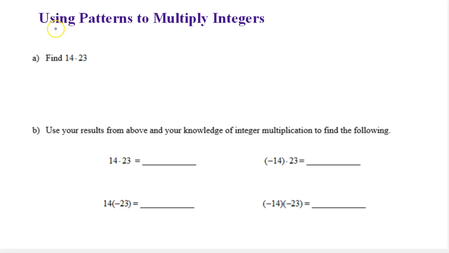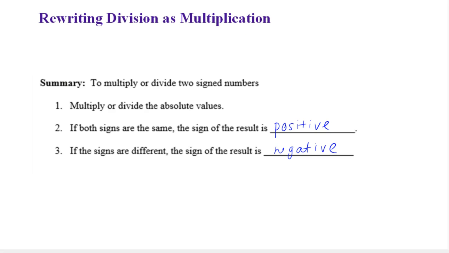In this video, we're going to use patterns to multiply integers. So let's look at our previous result. Our summary said if we're going to multiply or divide two signed numbers, so this is when we just have two numbers, you multiply or divide the absolute values, so you could think of it as multiplying or dividing as if both of the numbers were positive. Okay? Then you just have one more thing to decide: what is the sign of, with multiplication, your product.